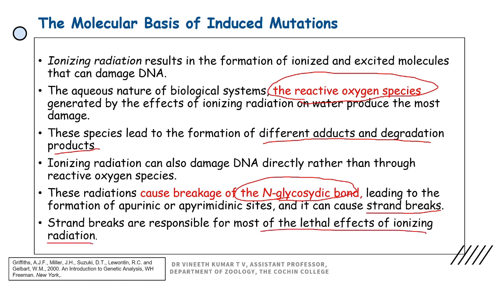So this is how the radiations or the physical agents act. We discussed only two physical agents: an example of non-ionizing radiation, which is UV radiation, and an example of ionizing radiation, which is normally the X-rays. So this is all about the molecular consequences of induced mutations.